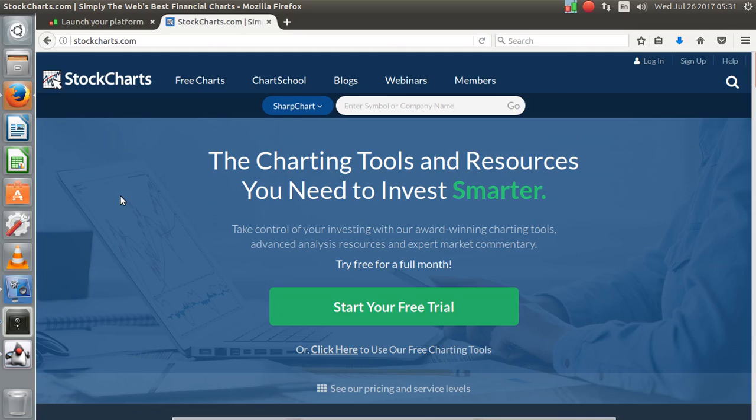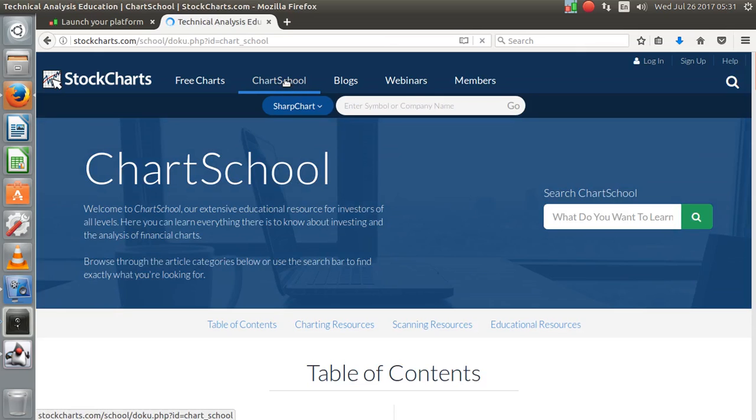If you really want to learn and make a profit, you'll have to go here to stockcharts.com. Okay, here is the website, stockcharts.com. It's very easy. Click on Chart School right here where you see my mouse is, and here you are in Chart School. What do you want to learn? We click on this box and just type in candlesticks, and we hit the enter button.